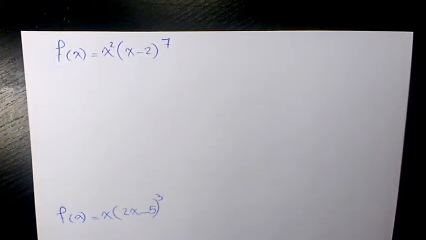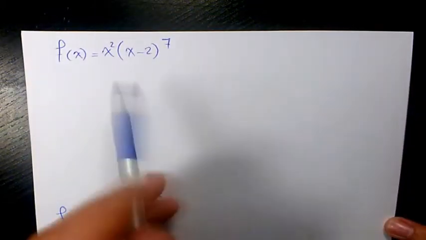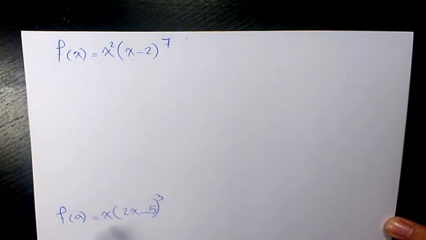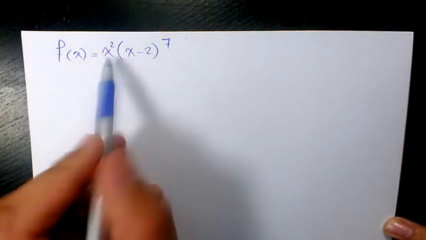Welcome to another video. In this video I want to show you how to find the derivative of x squared times (x minus 2) to the power of 7. And we have another example that we deal with later on. So how do we do it?